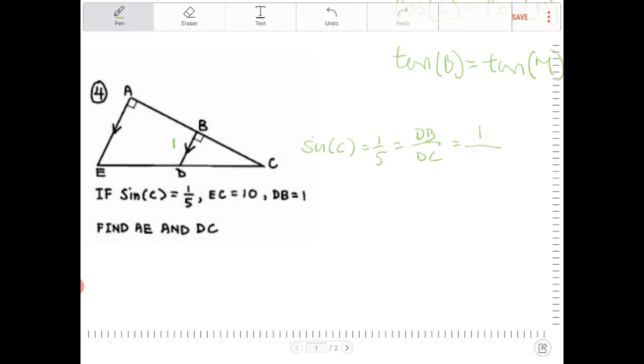and DC we don't know. Let's call it x or something, right? So then if I solve for x, I can see that 1/5 is equal to 1 over x, or in other words, x is equal to 5.